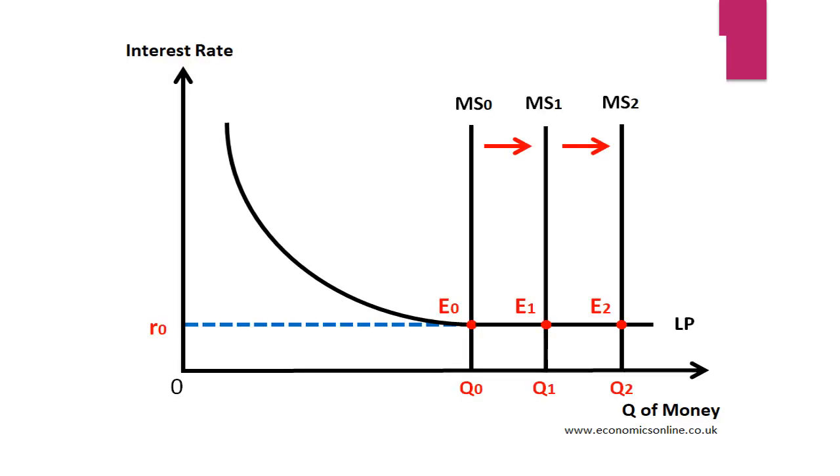Let's have a look at this diagram. Here you can see that the money supply is increasing from MS0 to MS2. But if you look at the interest rate, that is R0, no matter what change in supply is happening, the interest rates are the same. With every increase in money supply at the lowest interest rate, the interest rates are the same.